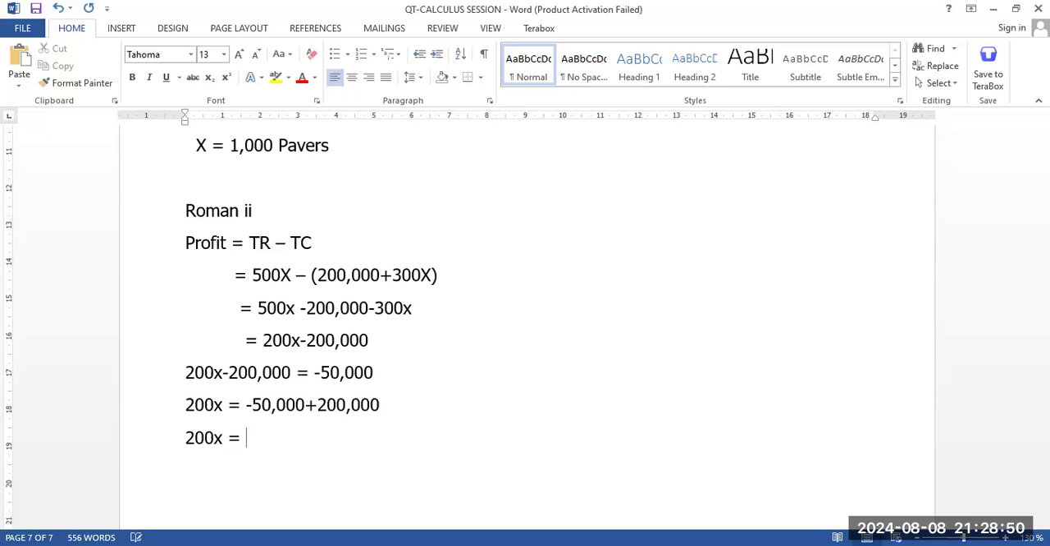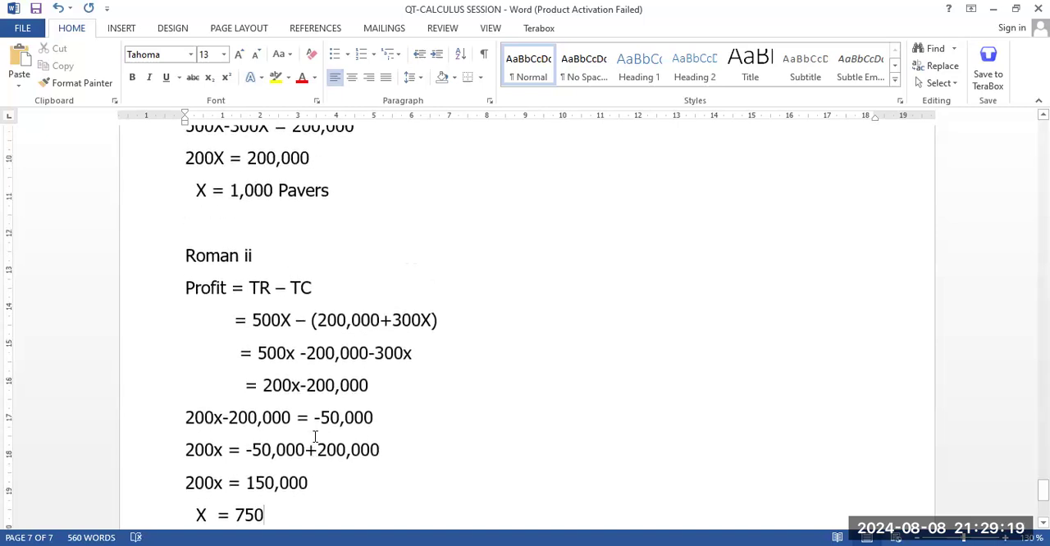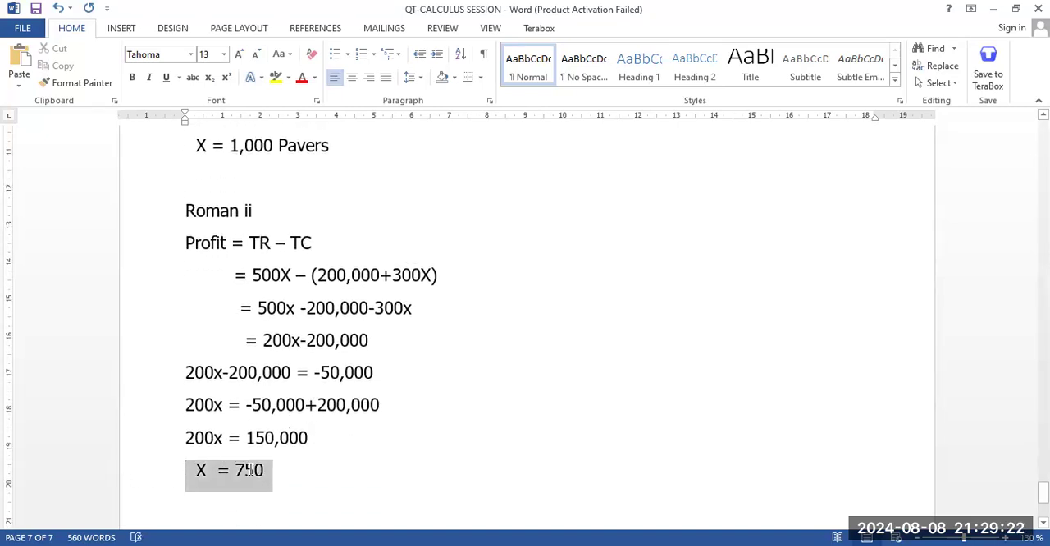What do you get? If you get that figure, you subtract 50,000. You have 150,000. Then your x will be 150 divided by 200, which is 750. So now this is your level. This is your level if you're making a loss. If you are making a loss of 50,000, that is your level of output.